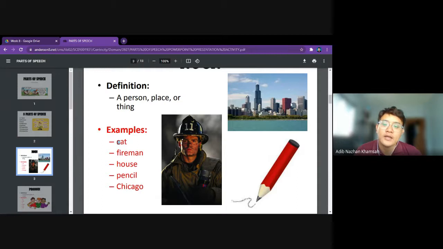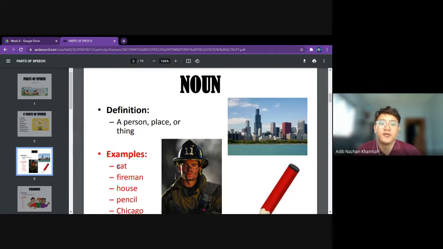But only in the USA there is one Chicago. The sun, matahari. The moon, ada satu sahaja. Okay? Tak ada gantinya, tak ada lebih daripada satu. That's why it's called a proper noun. Okay? That is the first part of speech. I hope you understand this part.